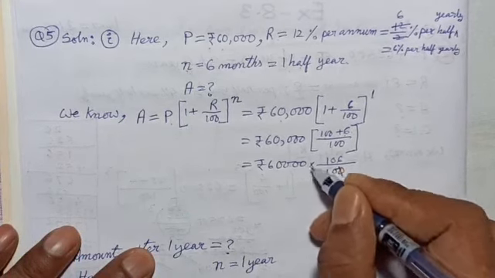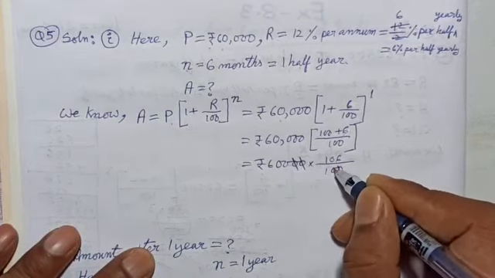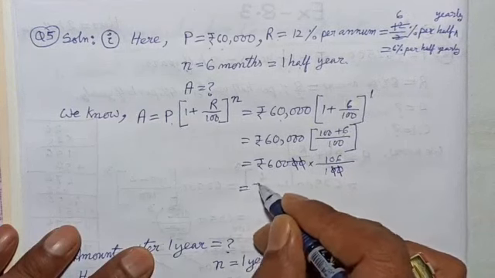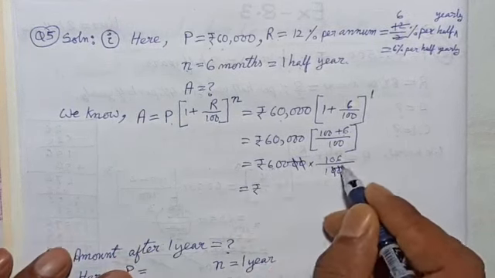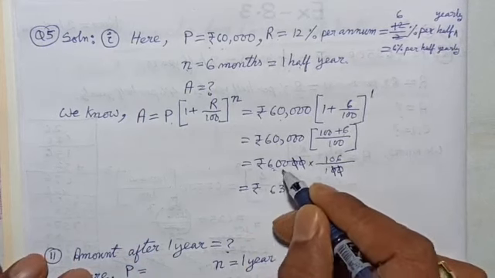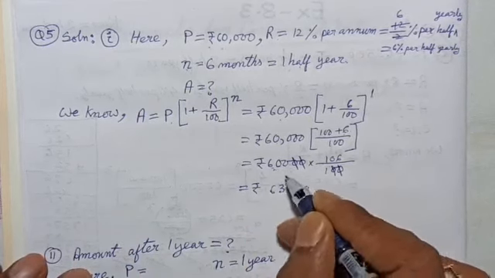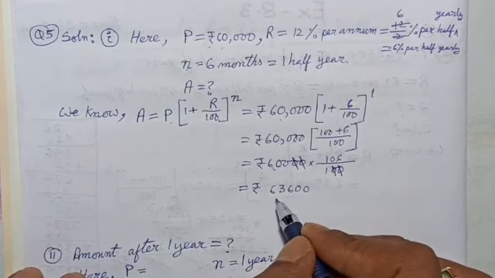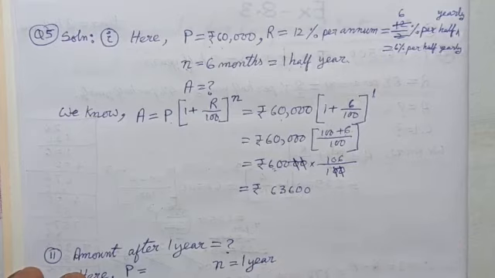Now this 0 and this 0 are cancelled, and this 0 and this 0 are cancelled. Now 600 into 106 rupees. 6 times 6 is 36. 6 1 time is 6. Now 2 zeros are left, so we are getting this. If we multiply 600 and 106, we are getting 63600.